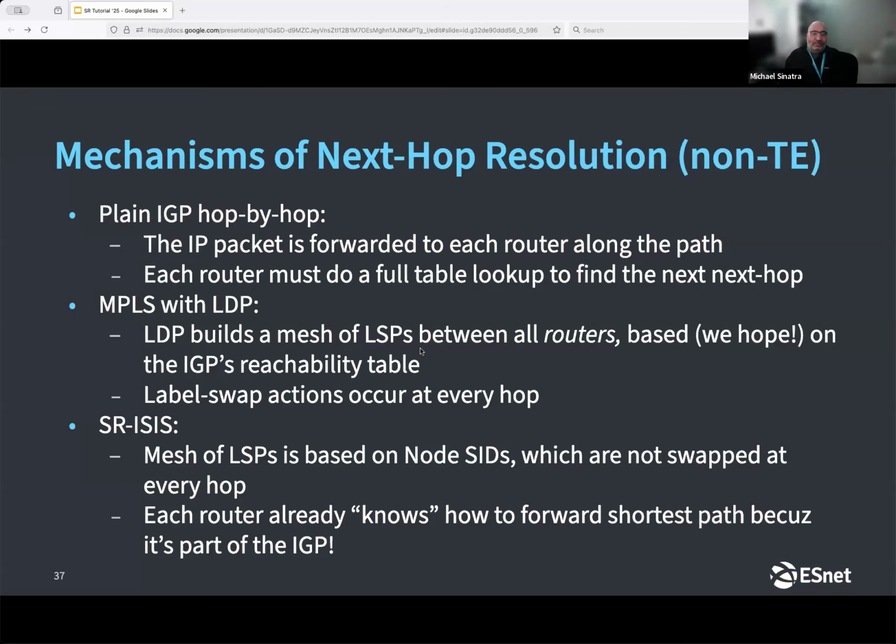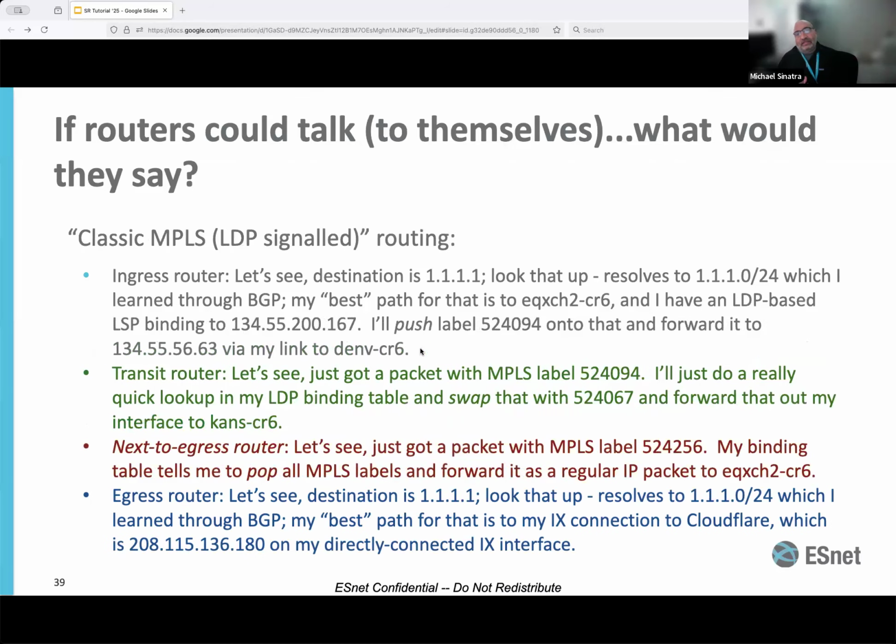The other mechanism is to do MPLS with LDP, a more traditional protocol, and that actually fixes the problem that I just talked about with the hop-by-hop routing, and it makes it a lot easier, but it does require you to run an extra protocol, and that protocol has to be in synchronization with your IGP. It's not absolutely horrific if you're just using it for next hop resolution, but you can still get into situations where you have routing loops if the LDP and the IGP aren't in sync.